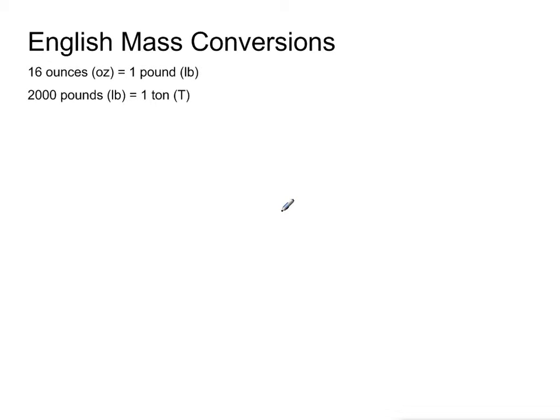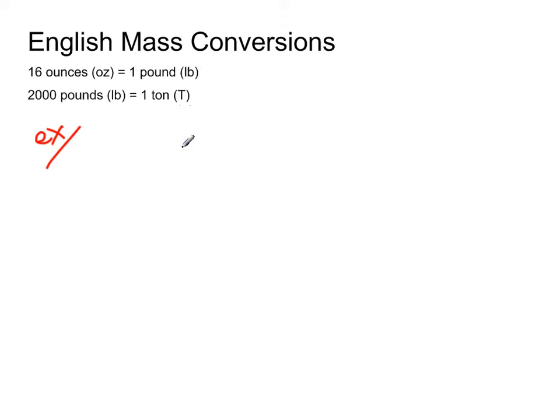Hello again. In this video we're going to learn about the English or American conversions for mass. When we're talking about mass, we're going to have just two conversions, and that's nice for us. We have ounces to pounds and pounds to tons. So we're going to start off with a nice problem.